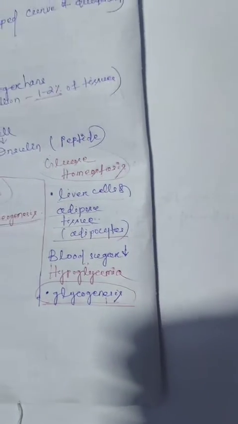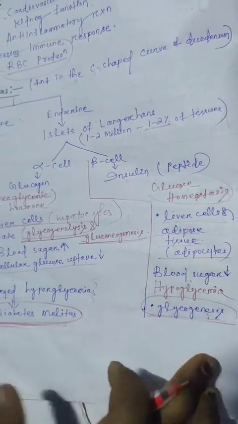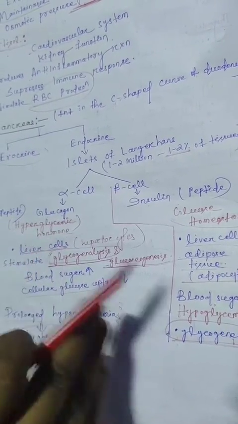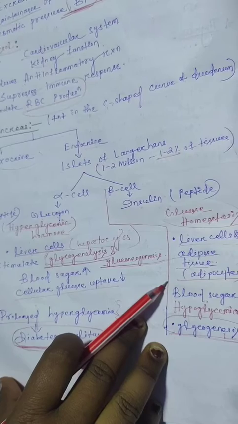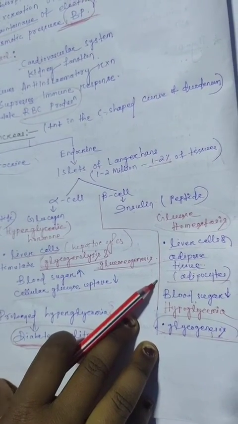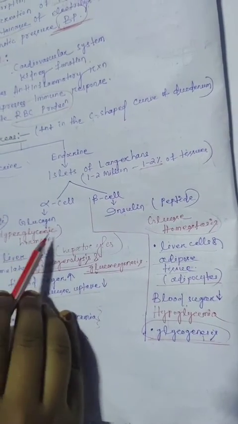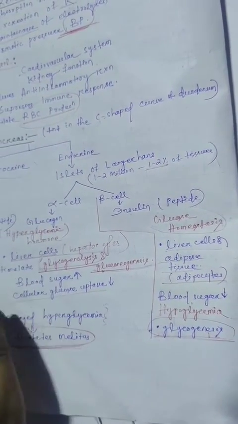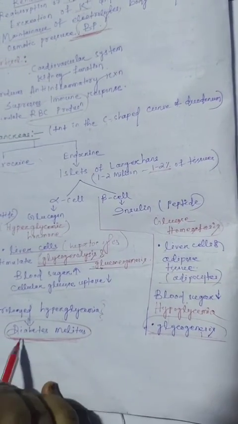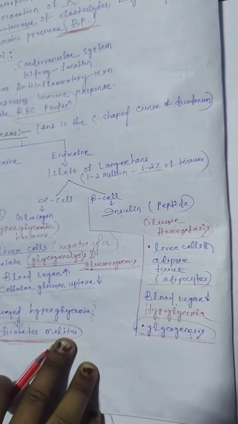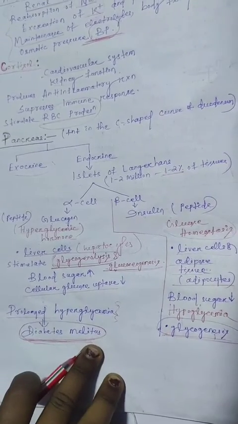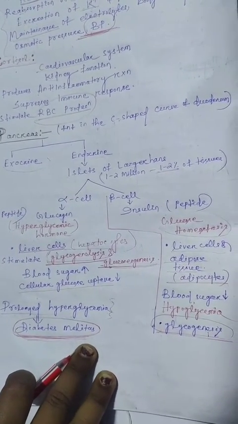Now we'll see this confusion part. See here, hyperglycemic hormone. Glucagon is a hyperglycemic hormone, but in case of parathyroid hormone, we have a hypercalcemic hormone. So remember, hyperglycemic hormone is glucagon, hypercalcemic hormone is parathyroid hormone. In this case also, diabetes mellitus is caused due to insulin deficiency, but diabetes insipidus is caused due to vasopressin.